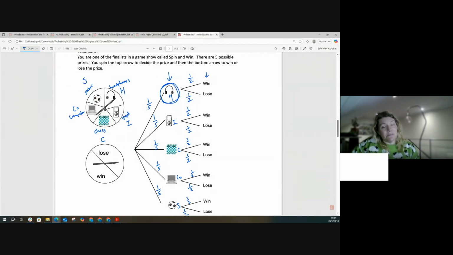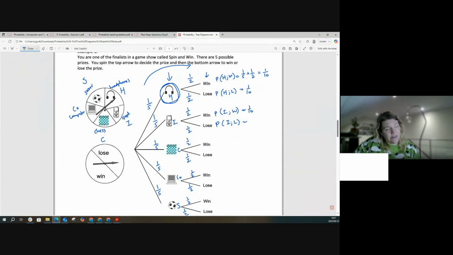And so then when I multiply them, remember we multiply this way. So I'm saying the probability of getting headsets and then a win will be 1/5 times 1/2, which is 1/10. The probability of getting headsets and losing will be 1/10. An iPod and winning, 1/10. And losing, 1/10. So all of these will be 1/10.